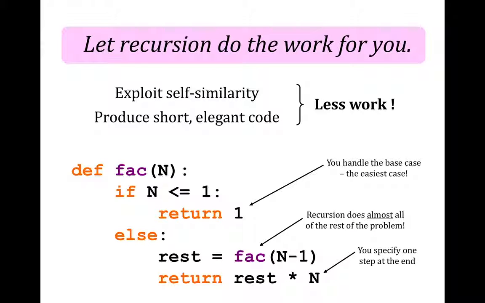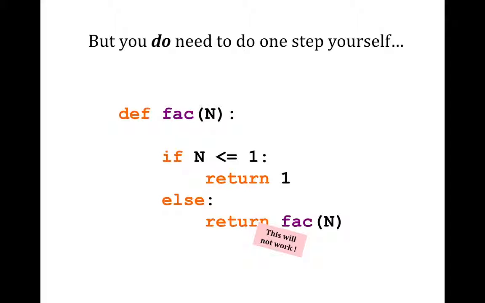So recursion is going to exploit the self-similarity of a problem to produce short and elegant code. We define, as a human programmer, the base case. We define whatever one step of that, what's happening in the middle, and then recursion does the rest of the problem for us.